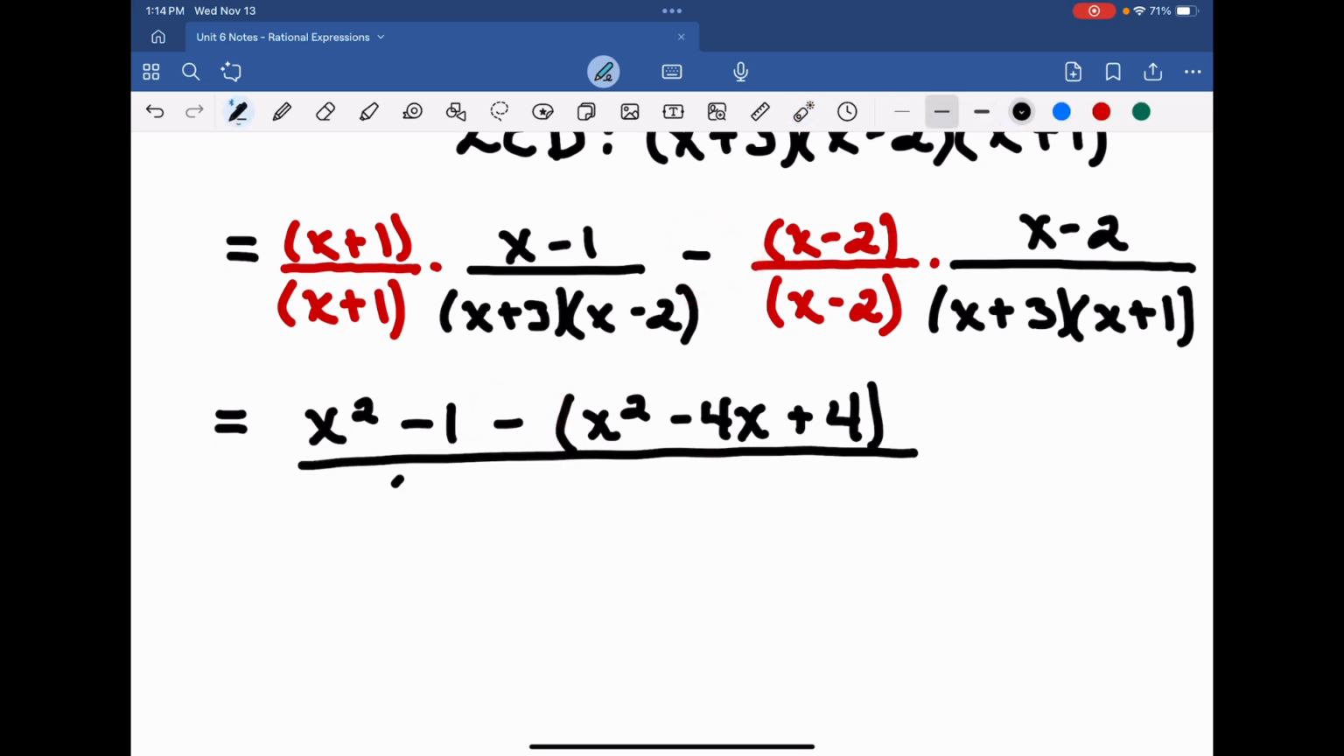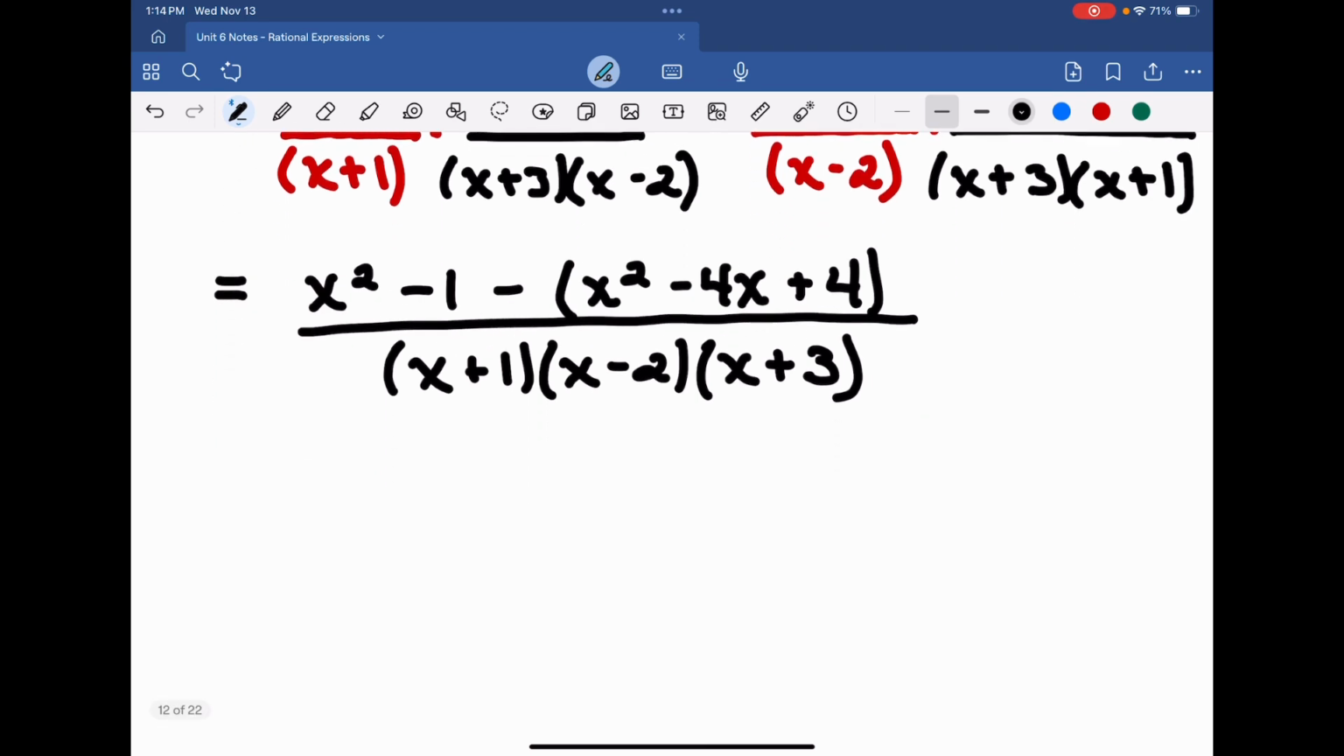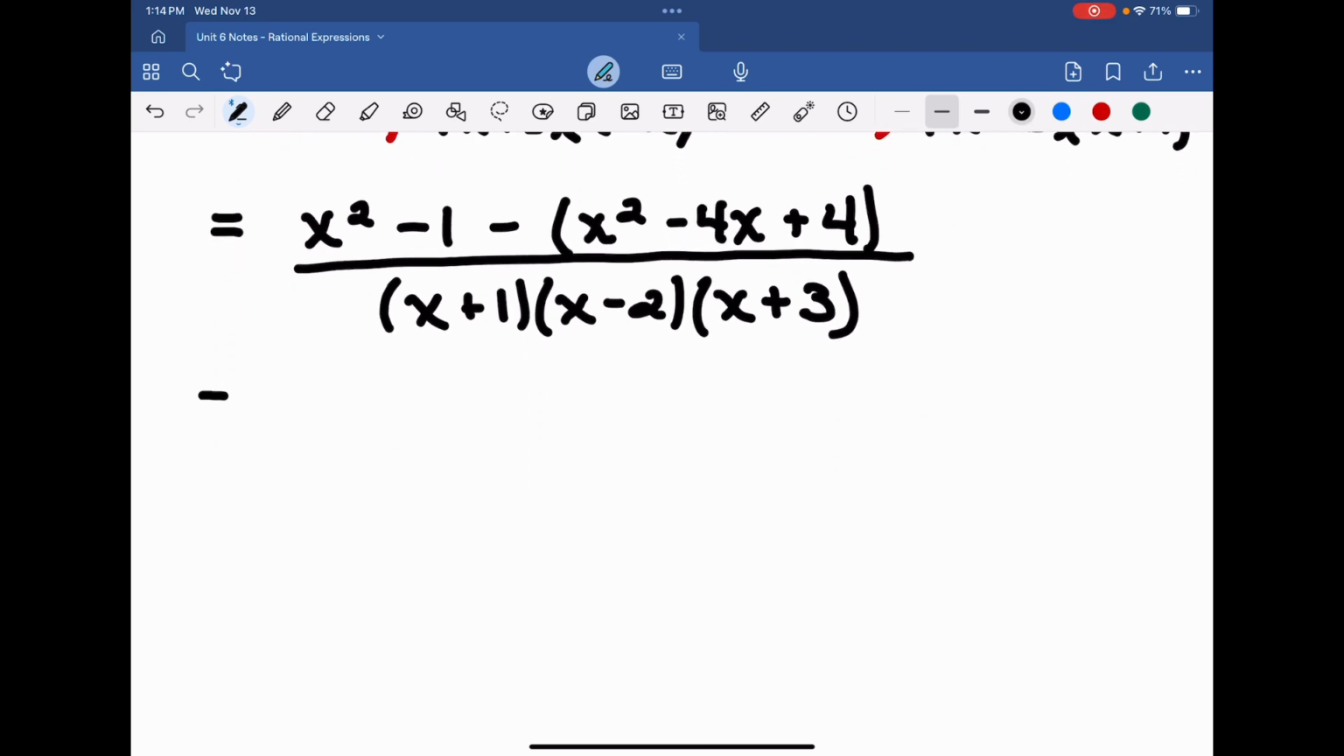Now let's write our LCD here. Our LCD is x plus 1, x minus 2, and then x plus 3. And again, who cares about the order in which these are multiplied? It doesn't really matter. They're all right. Now from here, this is going to be equal to x squared minus x squared is 0x squared. Negative 1 minus 4 is negative 5. And then a negative minus 4x, that's a double negative and becomes a positive. This is going to give us 4x. And then for our numeric value, negative 1 minus 4 is giving us negative 5.